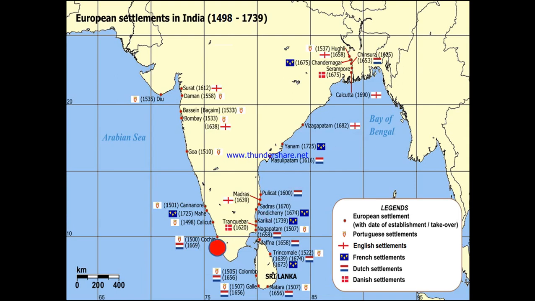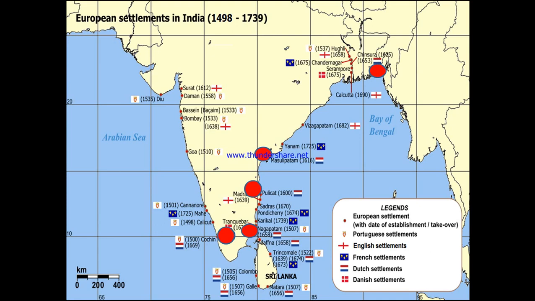Then from this map we are able to understand the important trade centers which were established by the Dutch traders. The first trade center in India established by the Dutch traders is at Cochin on the west coast, the second is on the east coast at Nagapattinam, the third is Pulicat, and the fourth is Masulipatnam, also on the east coast, and one more on the east coast is Chinsurah.